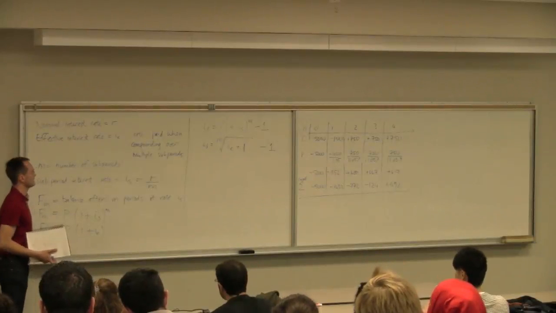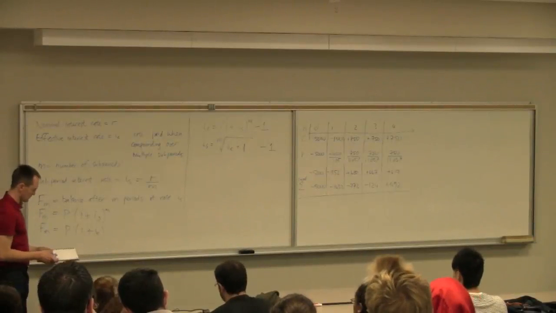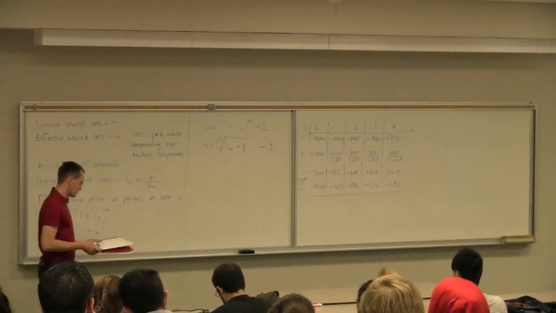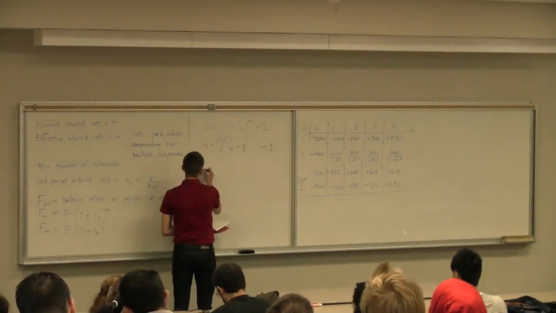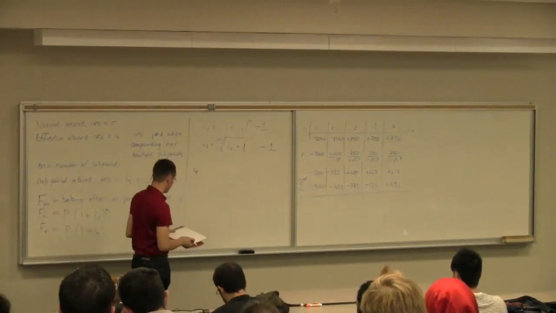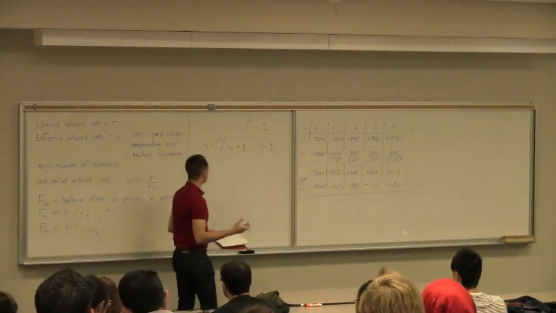Cancel out and solve for I_S in terms of I_E and vice versa. So if we go back to your credit card example, what is the effective interest rate if you're being billed a nominal value of 24% over a 12-month period?